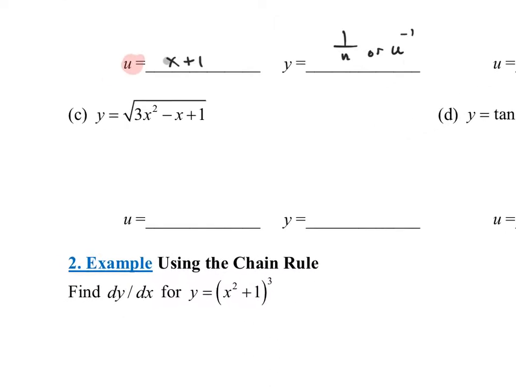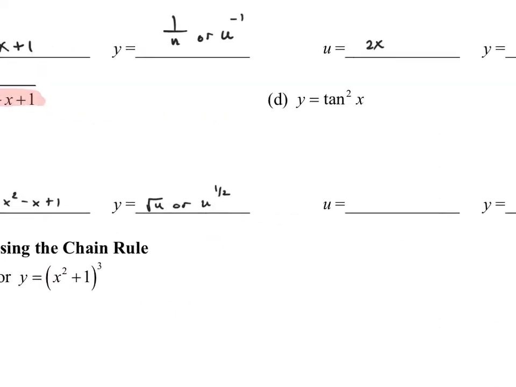We're just practicing what would you make u for this u substitution. So we have y equals the square root of 3x squared minus x plus 1. Well, if it's the square root of x, we know what to do, but since it's the square root of other stuff, we have to make all that stuff u. So u in this case would be 3x squared minus x plus 1. And then y, when we substitute in for u, would be the same thing as the square root of u, or if we were taking the derivative, we would really want to see that as u to the 1/2, right?